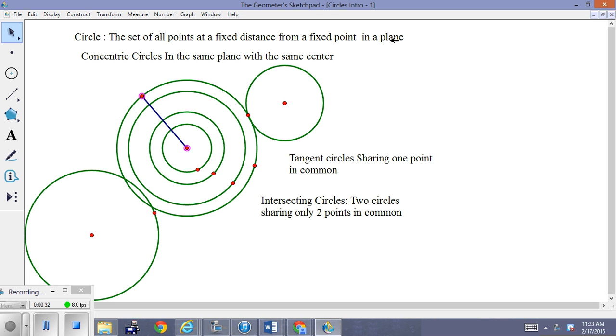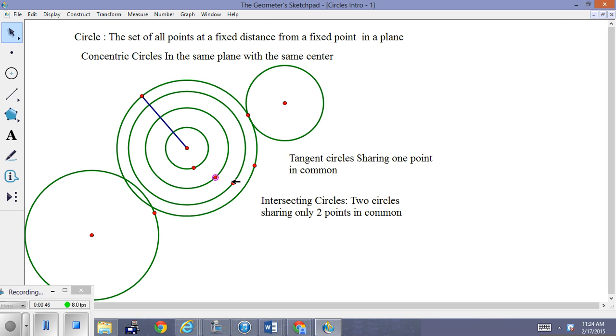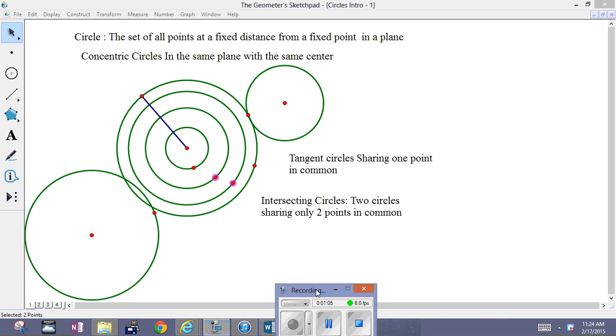In a plane. If it's not in a plane, then it is a sphere. So we have to make sure that it says in a plane. Concentric circles are what we see here. It's a bullseye effect. They're two or more circles with the same center. So they're concentric. We have tangent circles here, which are two circles touching at one point. Here we have intersecting circles, which are two circles touching at 2 points.